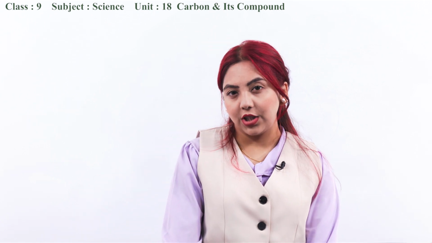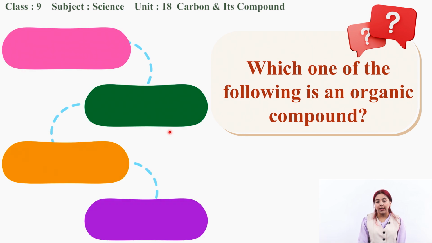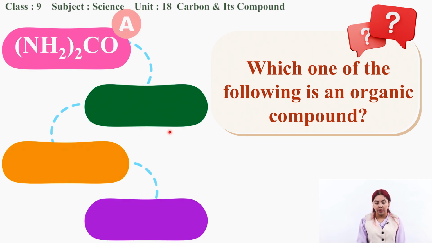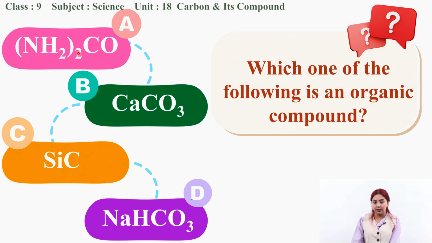Now, the first question that I have for you is, which one of the following is an organic compound? I have four options. The first is (NH2)2CO, then calcium CaCO3, SiC, and NaHCO3. Now, this is urea, this is calcium carbonate, this is silicon carbide, and this is sodium bicarbonate. Which among these is an organic compound?